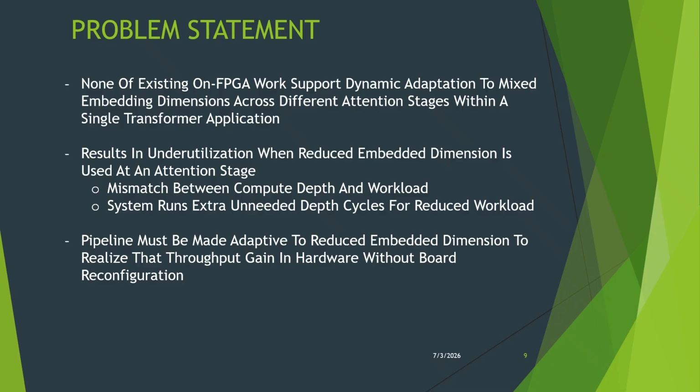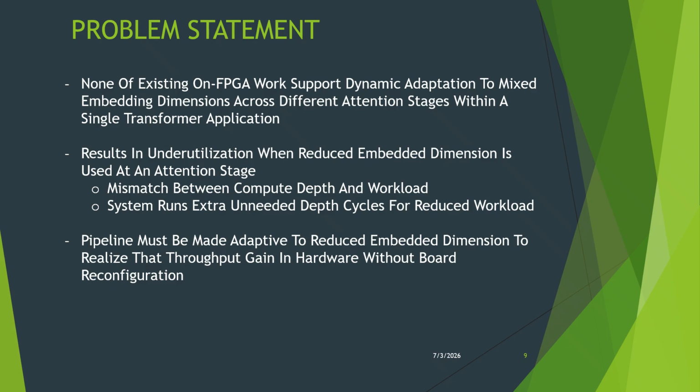So the problem statement: none of the existing FPGA work supports dynamic adaptation to mixed embedded dimensions. They are all designed for fixed embedded dimensions, and it results in underutilization when reduced embedded dimension is issued. So when a reduced embedded dimension is issued, it still computes with the same compute depth, even though the workload is now lower. It has been issued for a reduced workload, but it still computes for that compute depth.